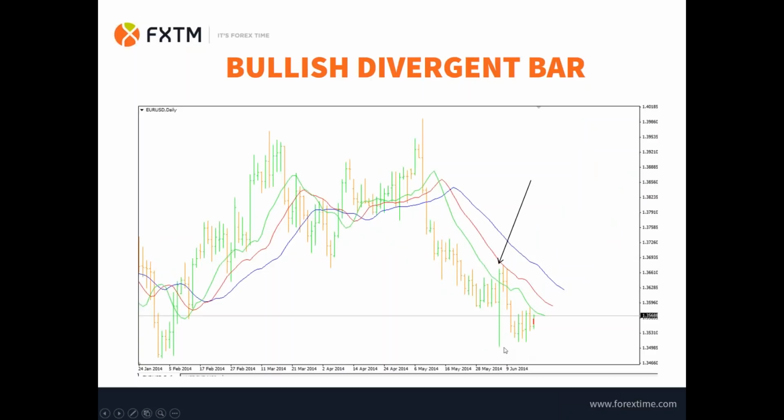What about this one? Lower low is in place. So you see this low is lower than the previous one, and the closing price is above the midpoint of the bar. But is it out of the mouth? No, it's not out of the mouth. So you cannot consider this bar as a valid bullish divergent bar.